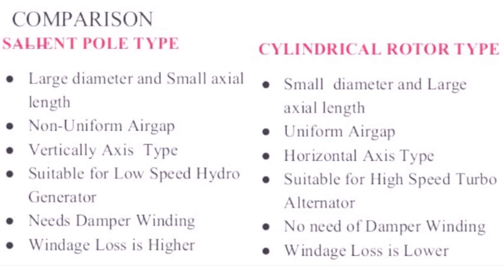So in this video we discussed the basics of the synchronous machine and its types, like the salient pole type rotor synchronous machine and the cylindrical type rotor synchronous machine, the differences between them, and the excitation system of a synchronous machine.